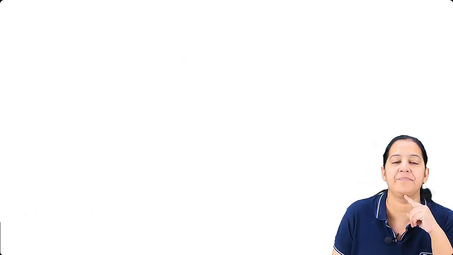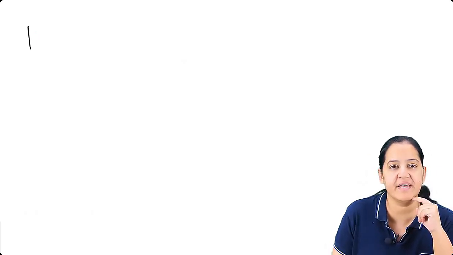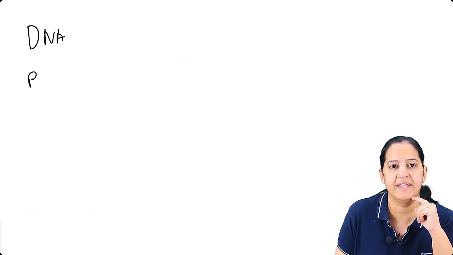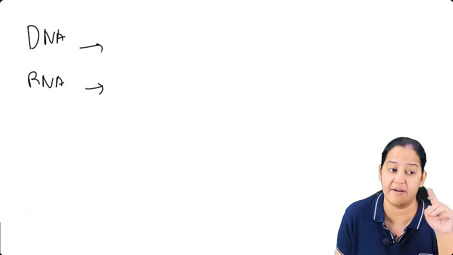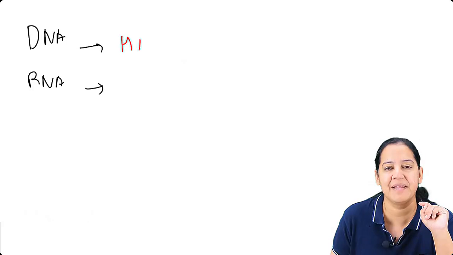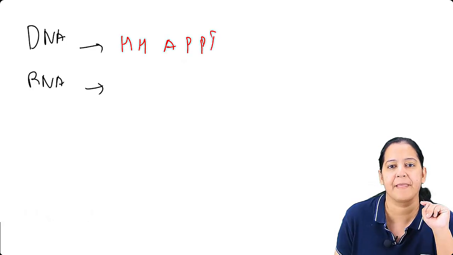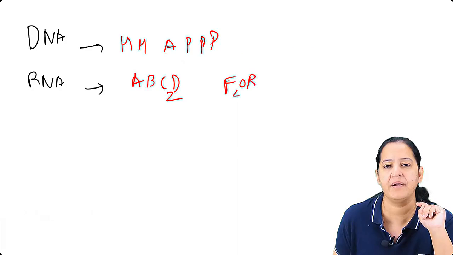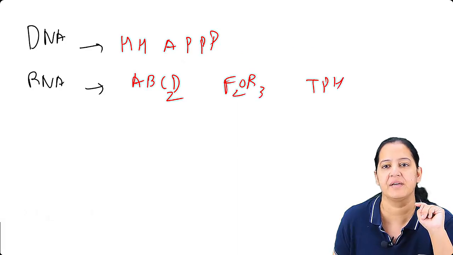Okay, now the next thing. You tell me, we have DNA viruses and RNA viruses. Let me write it again. DNA and RNA. In short, I will write. I have to write it 4 times, because I want to tell you 4 things in that. So double H, A, triple P, and here we have A, B, C, D, F, O, R, T, P, H. Okay, learn the full form.